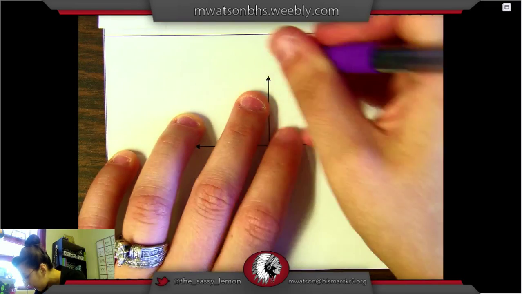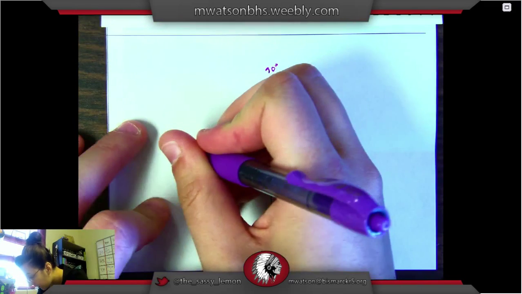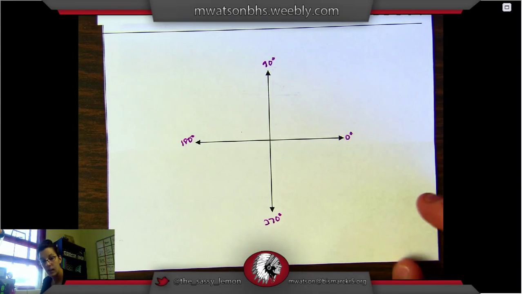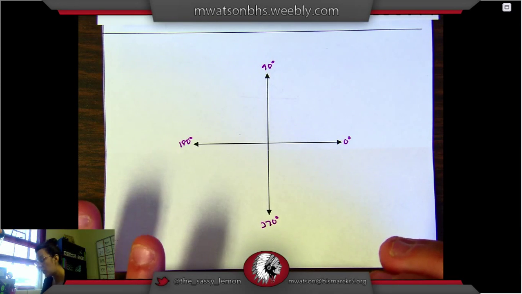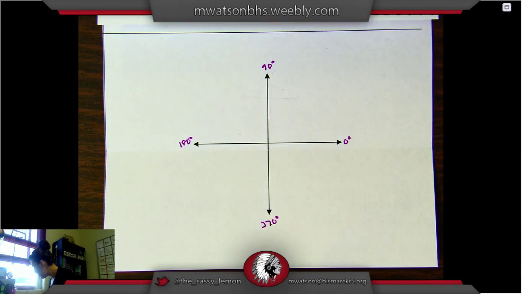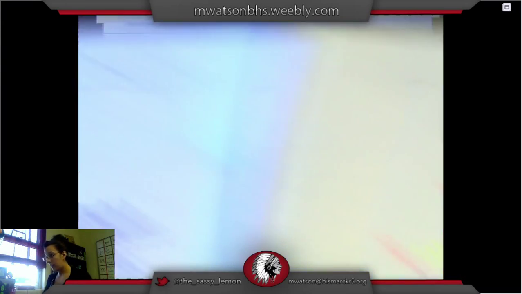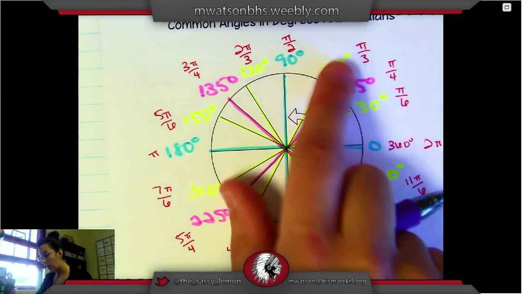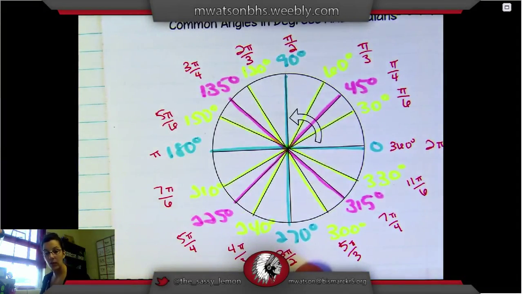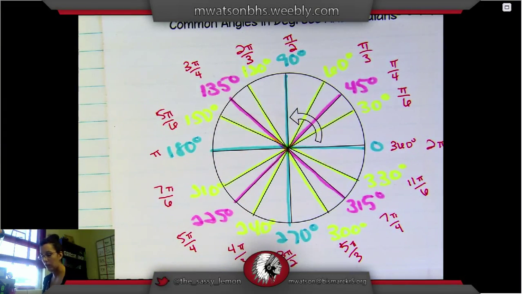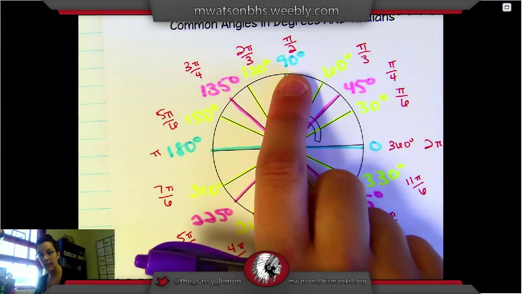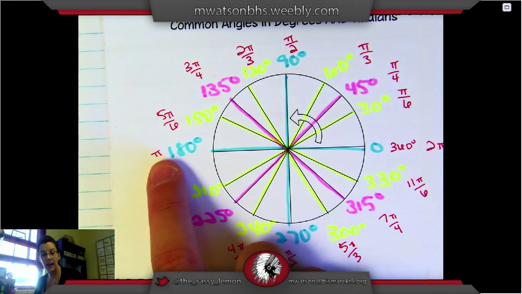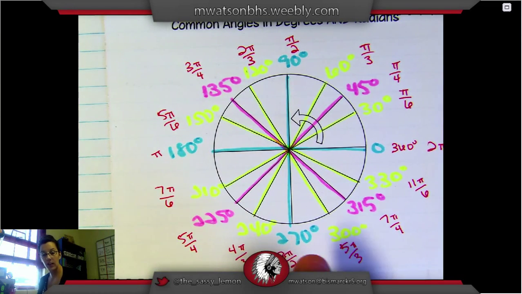we're going to put 0 degrees, 90 degrees, 180 degrees, 270 degrees. And hopefully you filled out one of these bad boys yesterday, and we can look at that to help us know what each of those quadrantal angles are going to be in radians, so that we don't have to do the grunt work of converting. So you can see 90 degrees is pi over 2, 180 degrees is pi, and 270 degrees is 3 pi over 2.